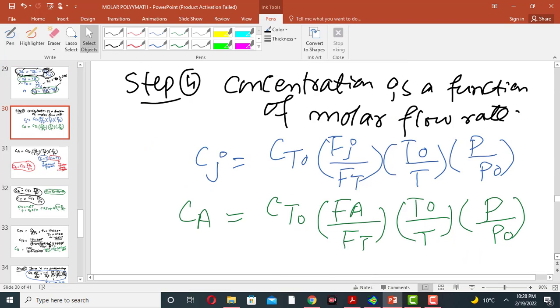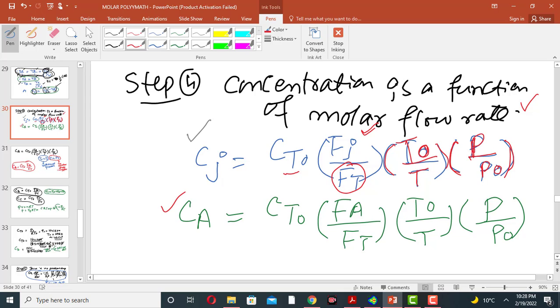Now come to the fourth step. Concentration is a function of molar flow rate. This is our fourth step. The general relation between concentration and molar flow rate of component J is Cj equal to Ct naught into Fj, where Fj is the molar flow rate of component J, Ft is the total molar flow rate of components in the reactor, T naught is the inlet temperature, T is the temperature at any time, P is the pressure at any time, and P naught is the reactor inlet pressure.